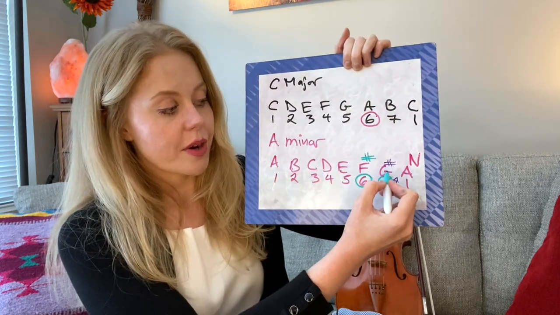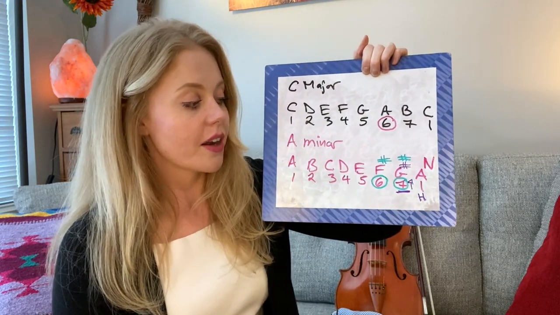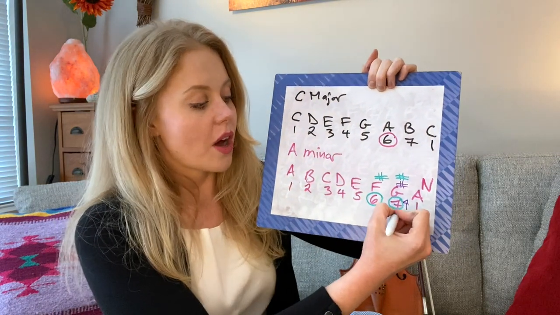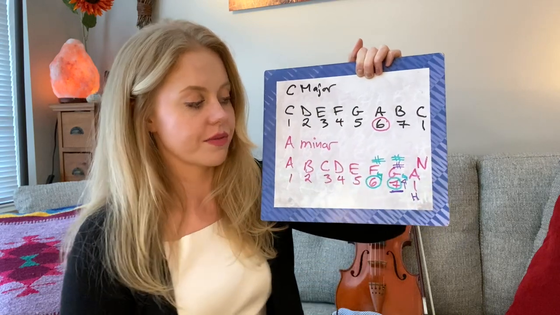And then from our natural minor, we would have had a G. So I'm going to make this a G sharp. And then on the way back down the scale, when I come back down, I'm going to lower them. So on the way back down, I'm gonna have a G natural and I'm gonna have an F natural.